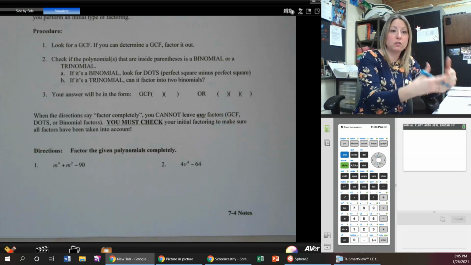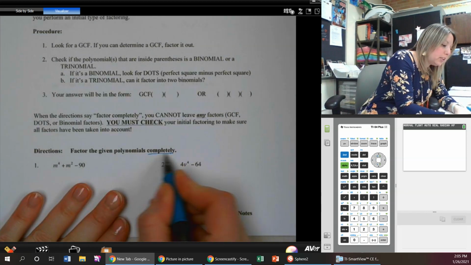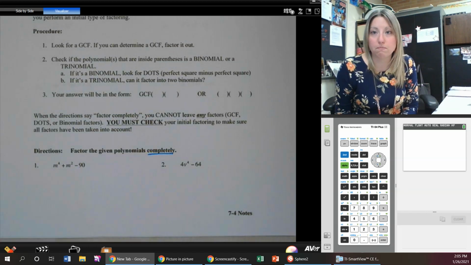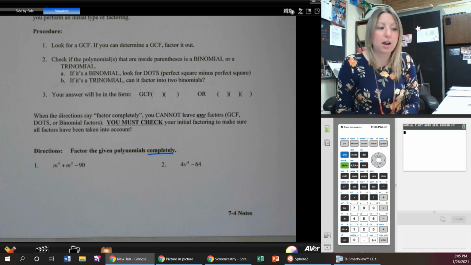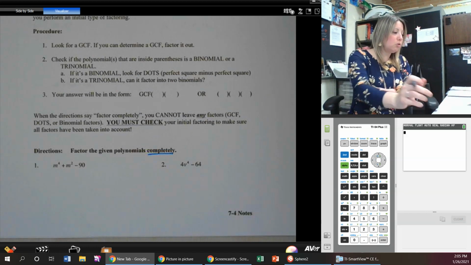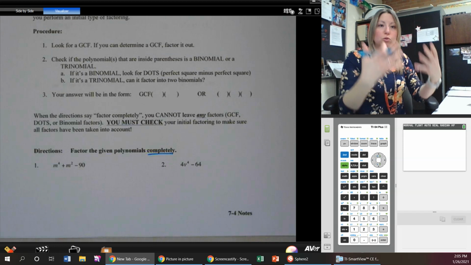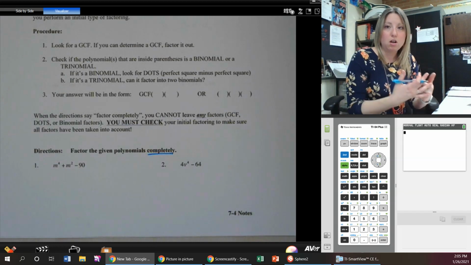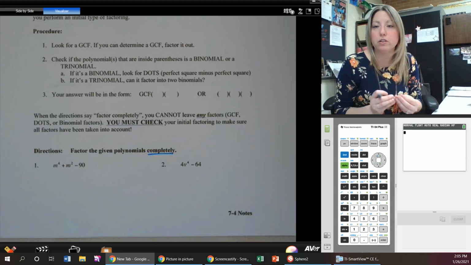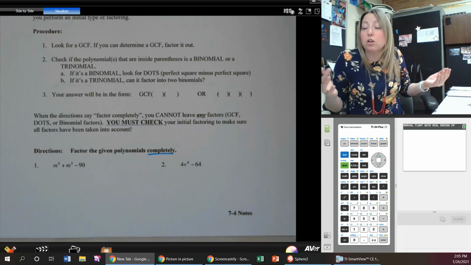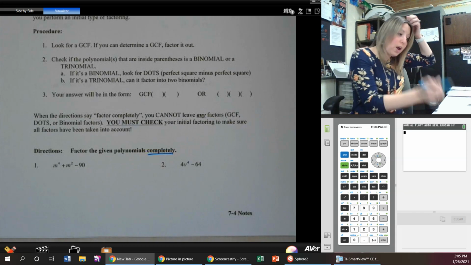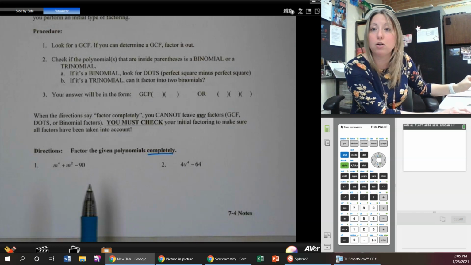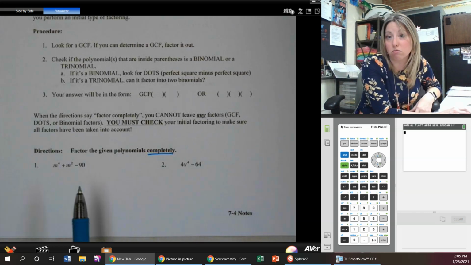So if my directions say factor the given polynomial completely, then I know I'm going to be factoring more than once, okay? I just know it. That's what's going to happen. So what I'm going to do here is I'm going to use this procedure with all of these examples as I go. The first thing I always look for is a GCF. I mean, that's the first thing I always look for anyway. Okay, so when I look at this trinomial, I'm looking for, is there a common term between all of these things? And the answer right now is no, there's just not.